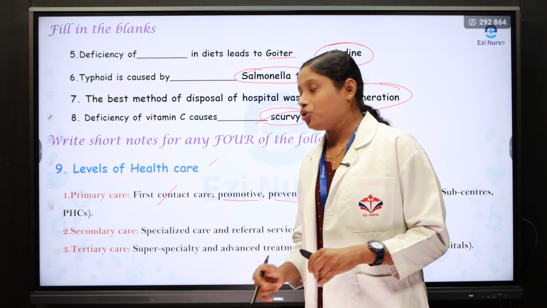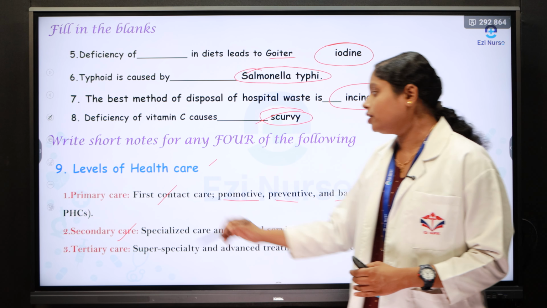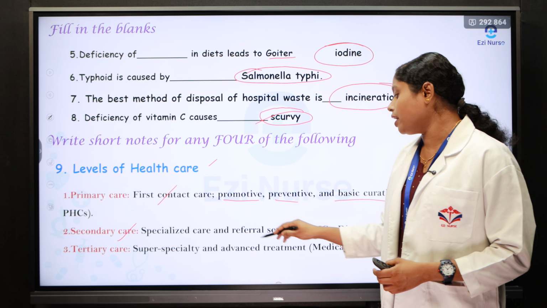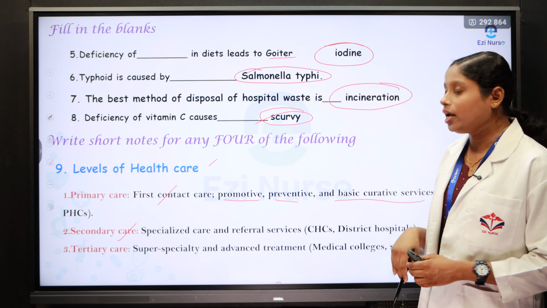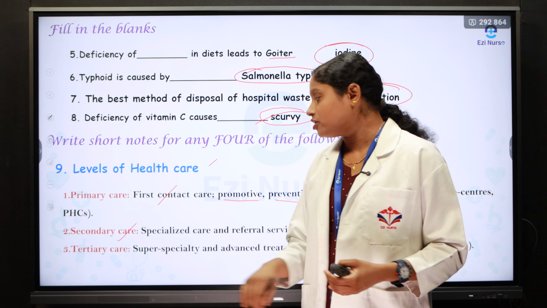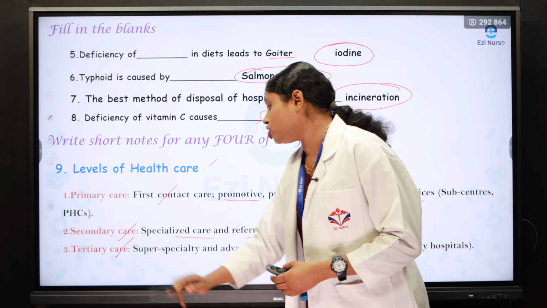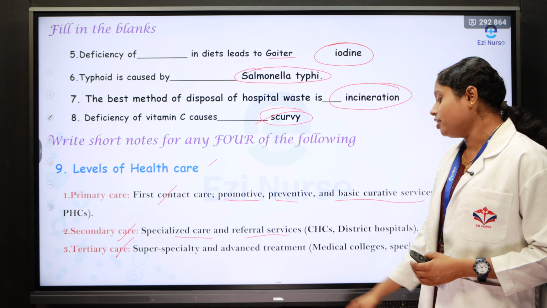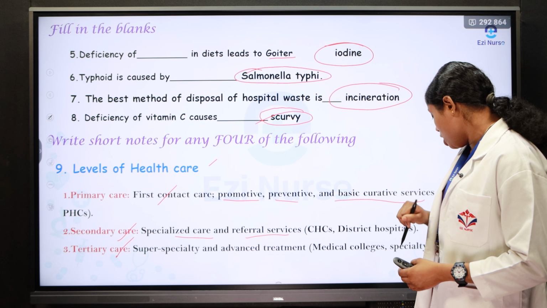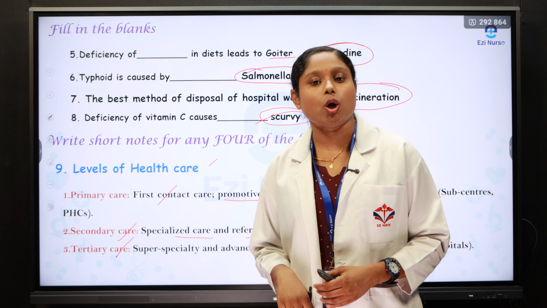Next is secondary care, or the secondary sector. It's specialized care and referral service. Examples are CHC and district hospital. So it has specialized care and referral services. Next one is tertiary care. It is super specialty and advanced treatment. Examples are medical colleges and specialty hospitals.